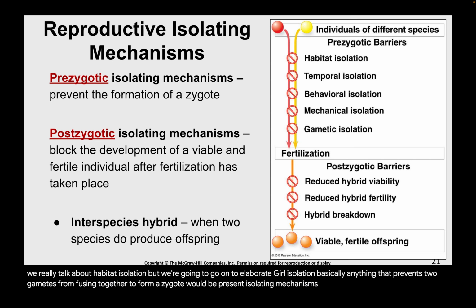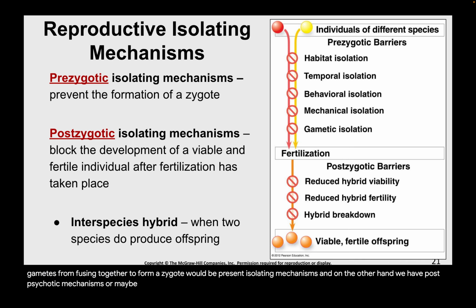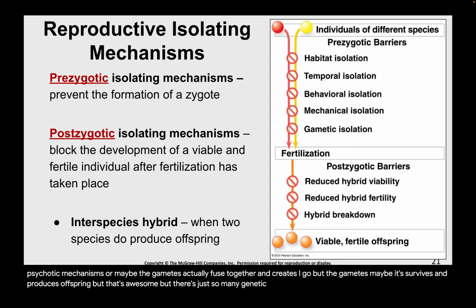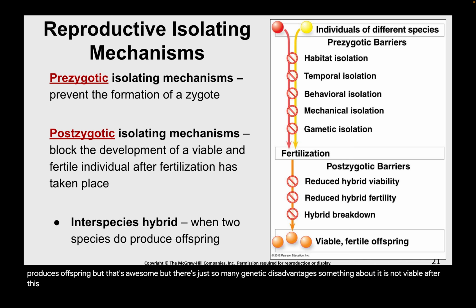And on the other hand, we have postzygotic mechanisms, where maybe the gametes actually fuse together and create a zygote, but the zygote either doesn't survive, or maybe it survives and produces offspring, but that offspring is sterile, or maybe the offspring isn't sterile, it can reproduce on its own, but there's just so many genetic disadvantages that that population is going to die out, right? Something about it is not viable after this zygote has been formed.